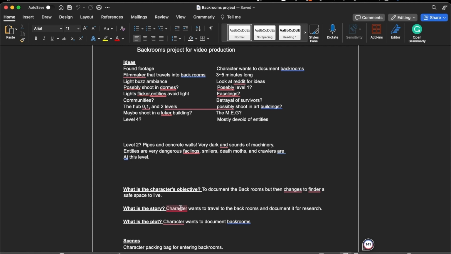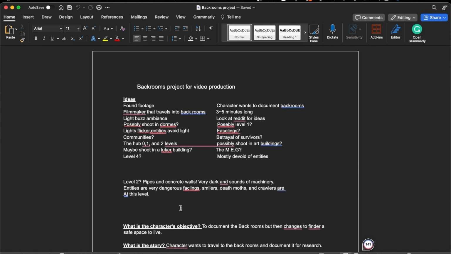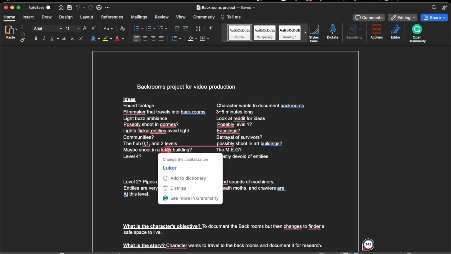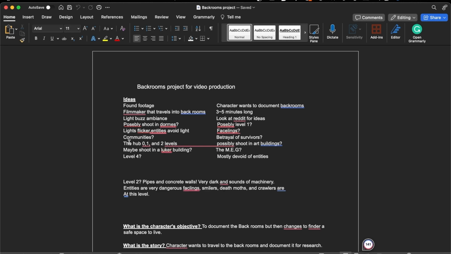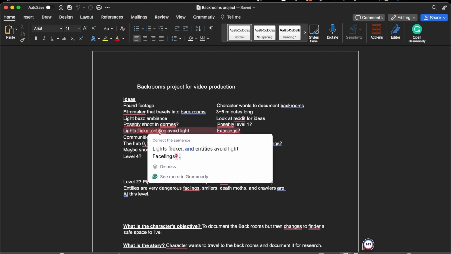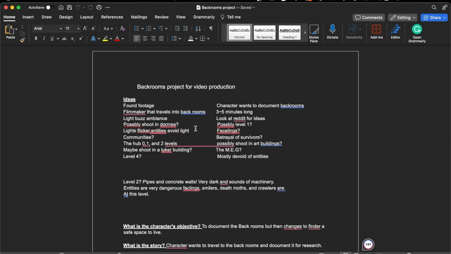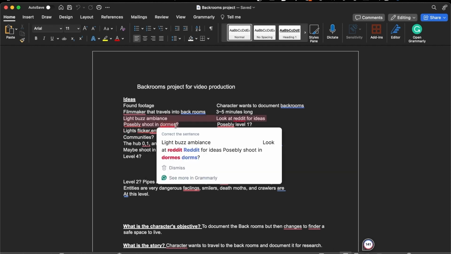What is the plot? There's a lot of stuff, and these were ideas. We didn't do a lot of these just because we couldn't. It was such a short amount of time. Maybe shoot in one of the buildings on campus, level 4, the hub, 1 to 2, different communities, lights flickering, entities, avoid, possibly shoot in dorms.